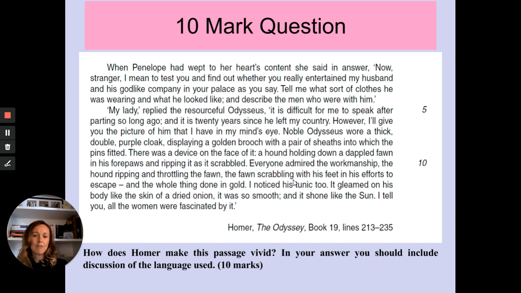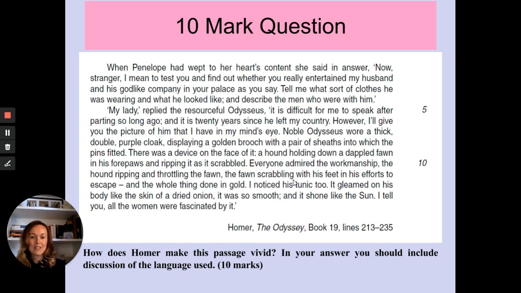A lot of you quite rightly picked up on Penelope's emotions and the hyperbole that she had wept to her heart's content. But the very best answers thought about the context and the fact that it's ironic that the man she's crying for is actually sat there right in front of her at this very moment.